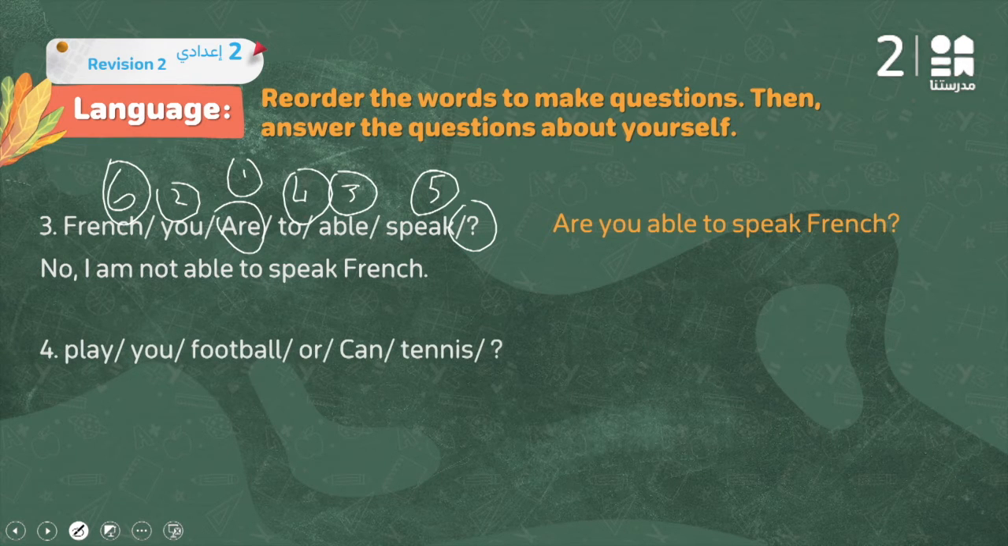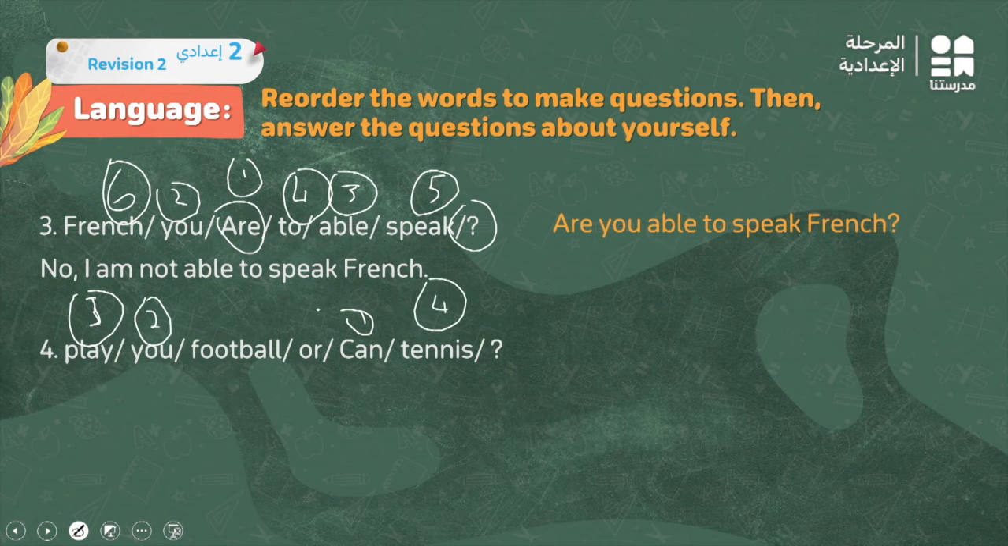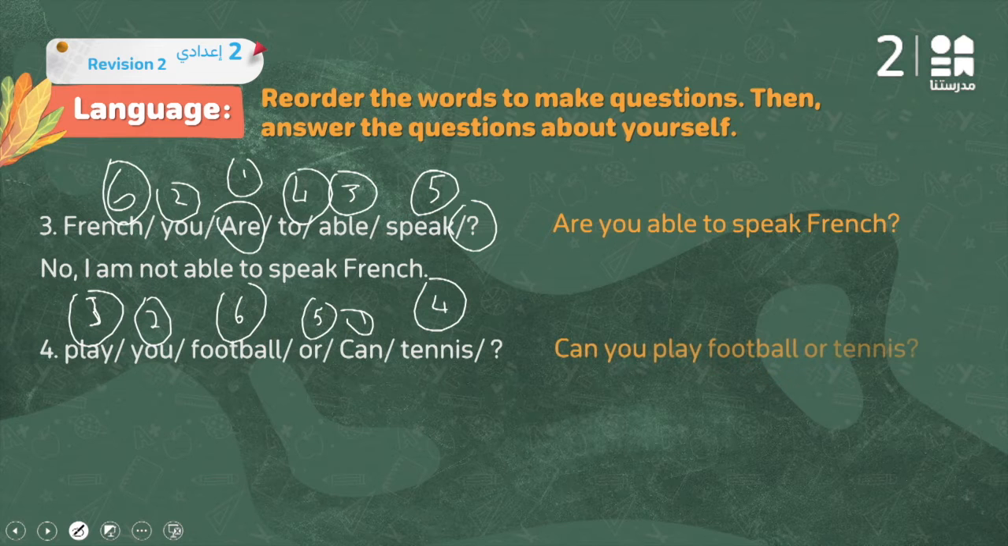Okay. Number four. Play, you, football, or, can, or tennis. Okay, here. Look for the word that has the capital letter, which is, yes, can. So this is number one. I need a subject after it, which is you. Can you? Then I add a main verb. Can you play? This is number three. Can you play tennis or football? You can start with any of them, okay? For example, tennis or football. Or you can say football or tennis. Both are correct, okay? So this is the question. Can you play football or tennis? Or can you play tennis or football? Both are correct. The answer is yes, I can.